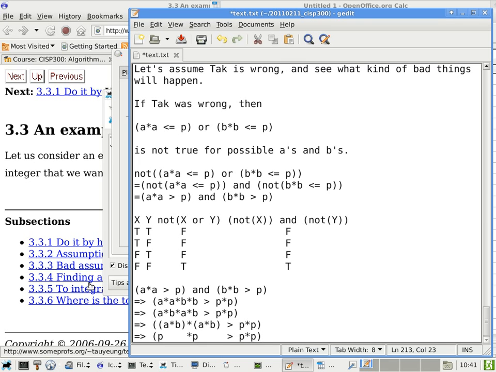It is false. So this is the quote-unquote bad thing that happens when you assume that I am wrong. So, okay, let me get this right. When you assume that I am wrong, bad things happen. What does that imply? That I was right. Okay? So I have just proven that this is right.